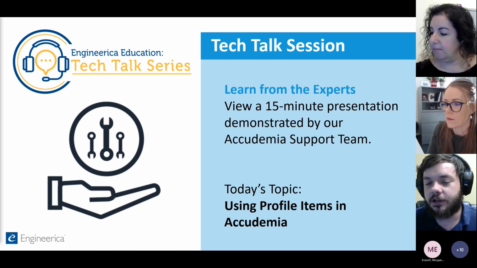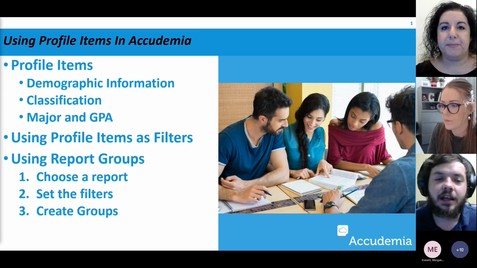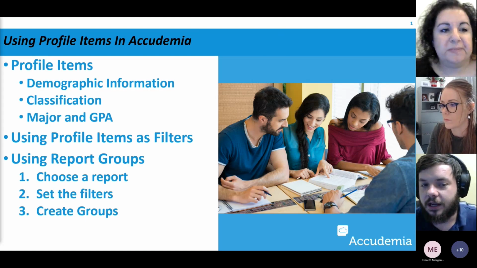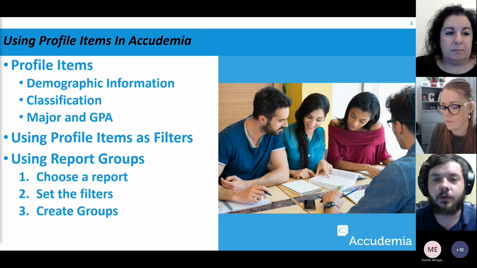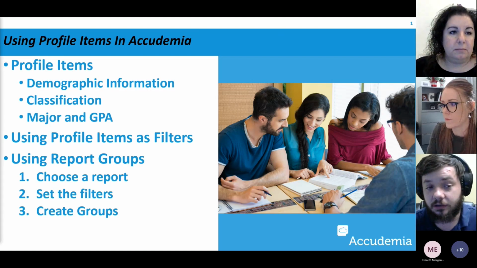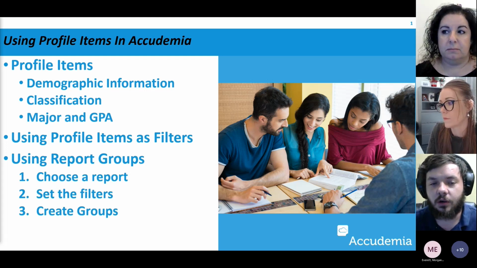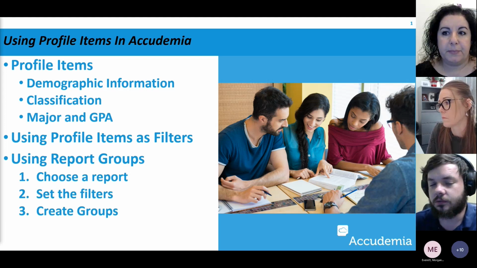And like Rachel said, we're going to be going over profile items in Accudemia. Now, profile items are very useful tools to capture extraneous data that can be useful in running more detailed reports later on. They can be used as filters for daily use. And today we're going to go over how to take this profile information, turn them into group filters, and run more detailed reports using these groups that we create.